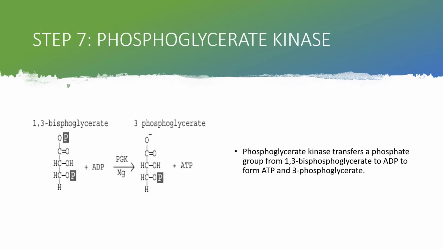Step 7 is the reaction catalyzed by phosphoglycerate kinase. One phosphate from each glycerate 1,3-bisphosphate is transferred to ADP, forming ATP and glycerate 3-phosphate by enzyme phosphoglycerate kinase.